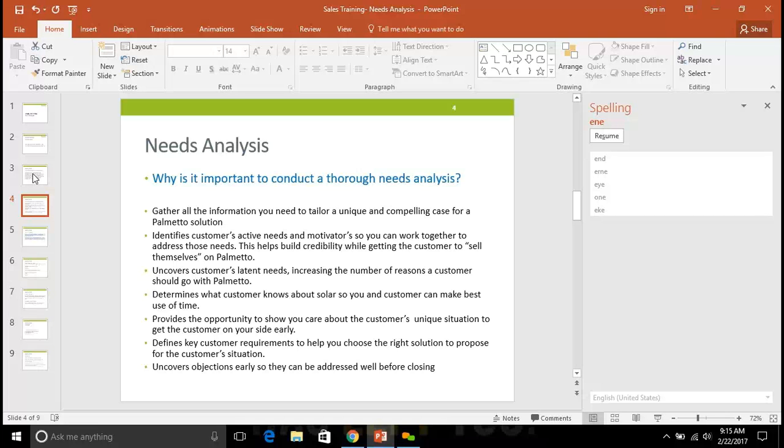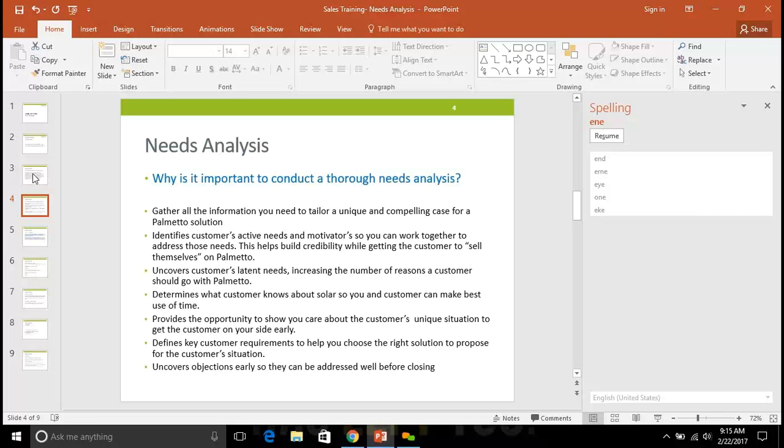This helps build credibility while getting the customer to sell themselves on Palmetto. When a customer starts to give and rationalize the reasons why they want to move forward with solar, and specifically why they want to move forward with us, they're selling themselves. You know, when we say it, it's our job, right? When they say it, that's the truth. They're saying it. So we want to get people to a place where they're saying it.